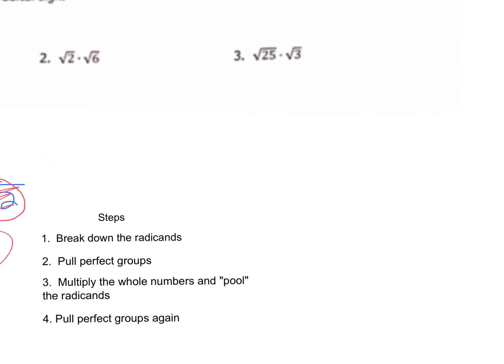Alright, so here we go. Question 2. Again, I apologize for the blurriness. I did take this from a worksheet. So again, radical 2, we break down the radical first. I can't do anything with radical 2. But radical 6 is 2 times 3. So 2 times 3. Alright, so we broke down the radicals.